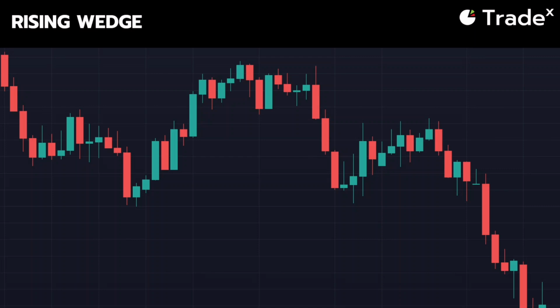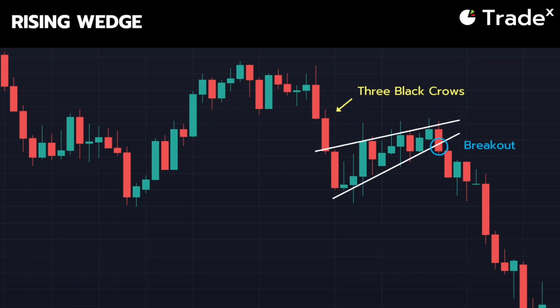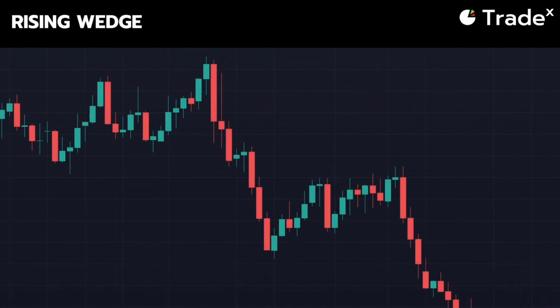Similarly, in this downtrending market, the price undergoes several pullbacks and periods of consolidation. On the right side of the chart, the price declines sharply, highlighted by the three black crows candlestick pattern. This is followed by a minor pullback, forming a rising wedge pattern. Once the price breaks out from the wedge, the downward trend resumes, offering traders an opportunity to capitalize on the continued bearish momentum. Next example.